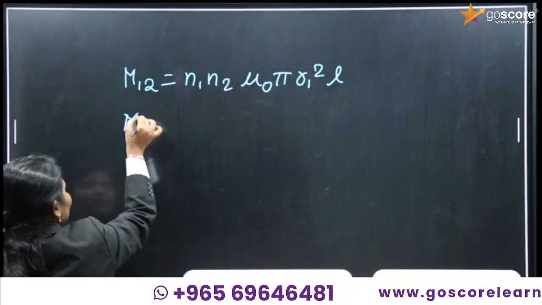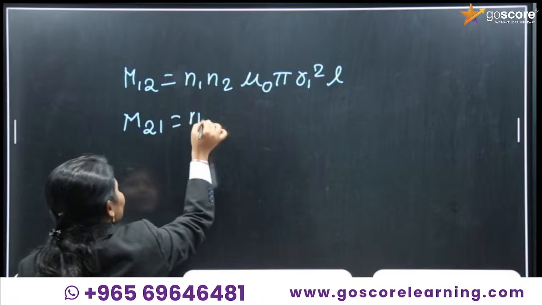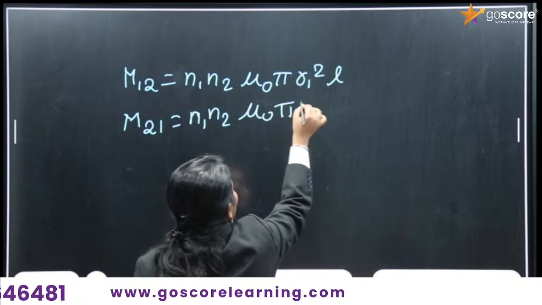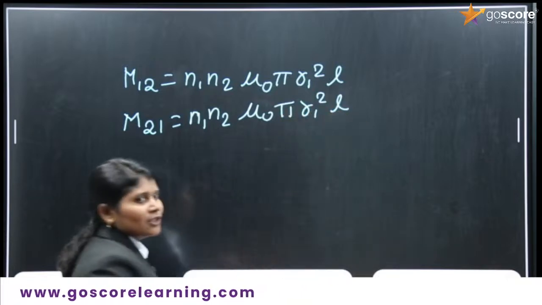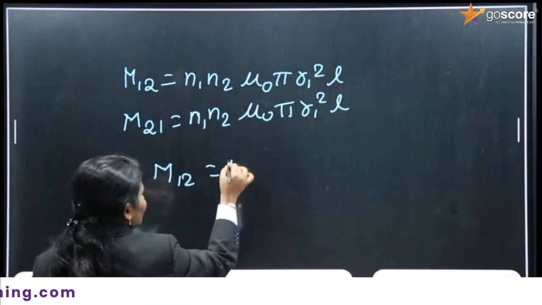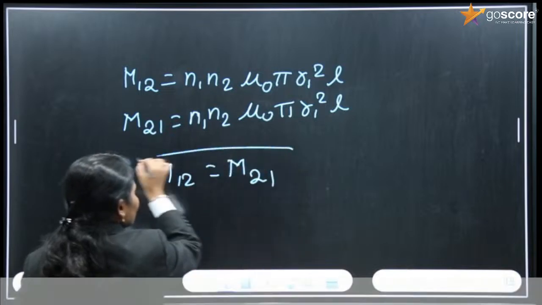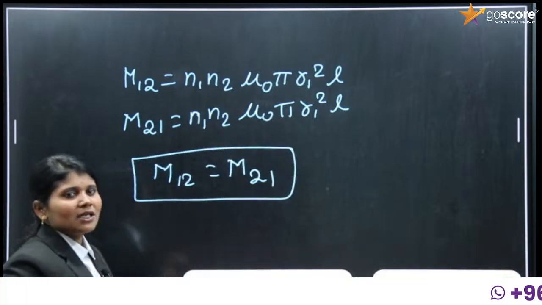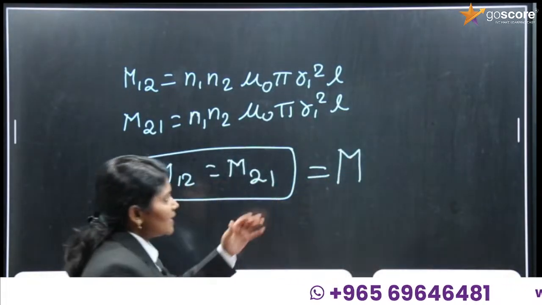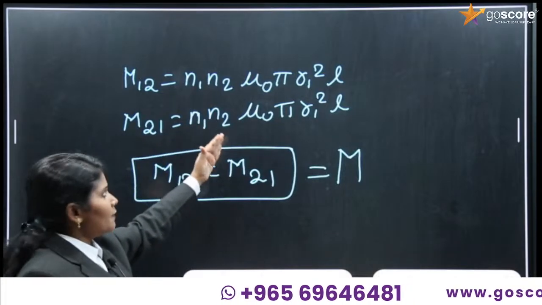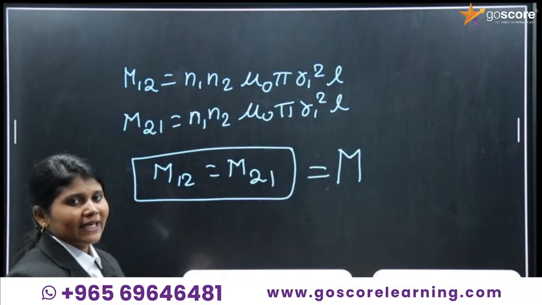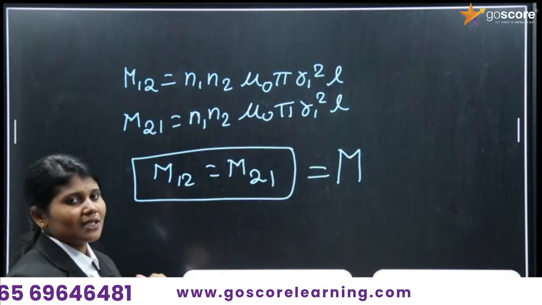Similarly, M21 is equal to the same thing, N1 N2 mu naught pi R1 square L. So finally we concluded M12 is equal to M21. Both mutual inductances are equal, and this is the capital M. What is the equation for M? N1 N2 mu naught pi R1 square L. This is the mutual inductance for the two long coaxial solenoids.